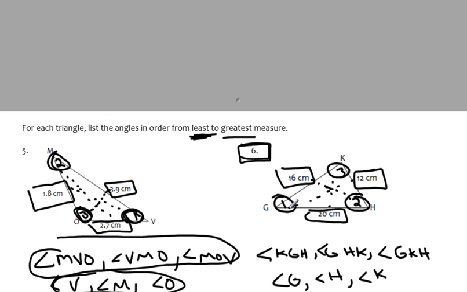So number 1 is angle G, which can be KGH. Number 2 is H, which could be GHK. And number 3, the longest measure, largest angle, angle K, we can call it GKH.